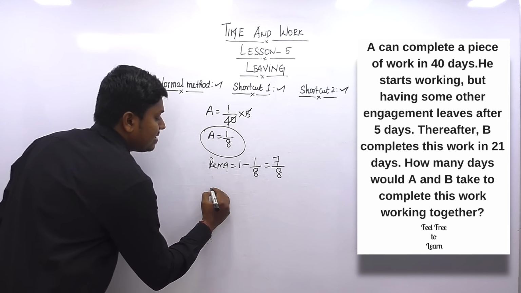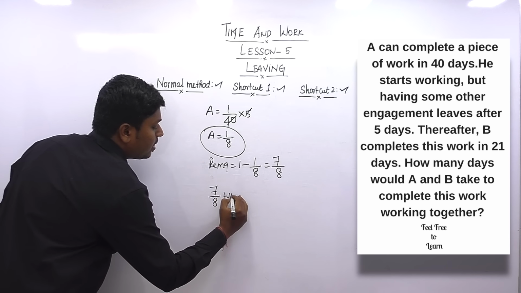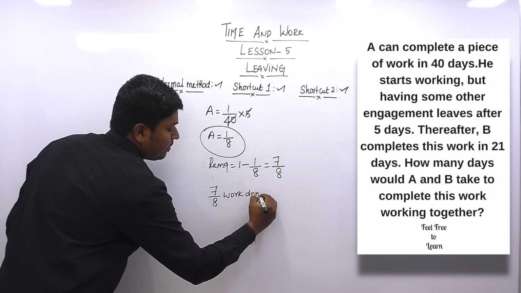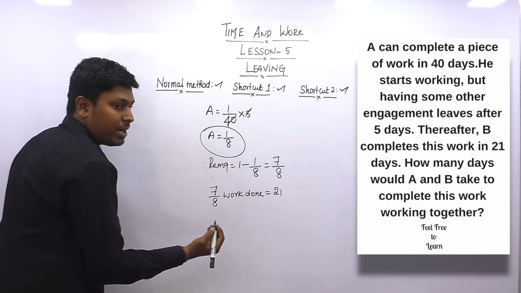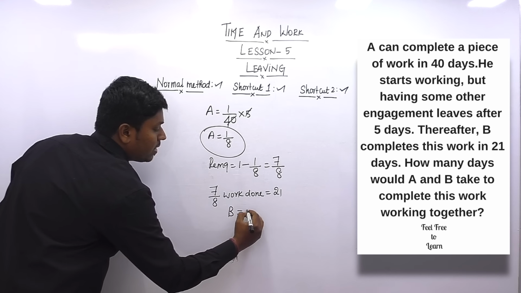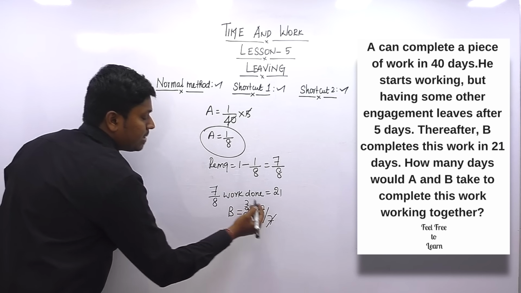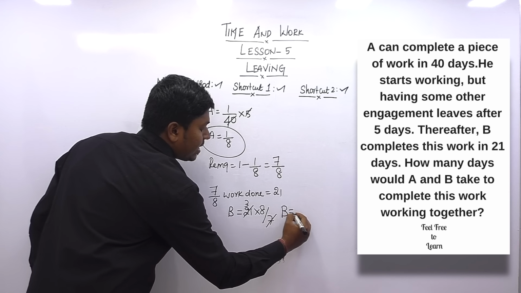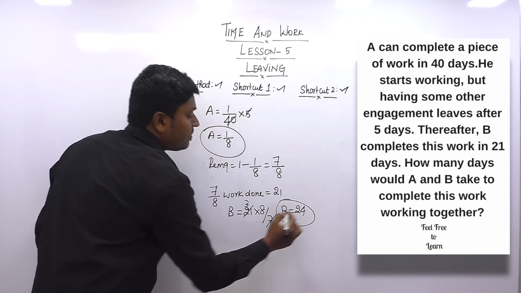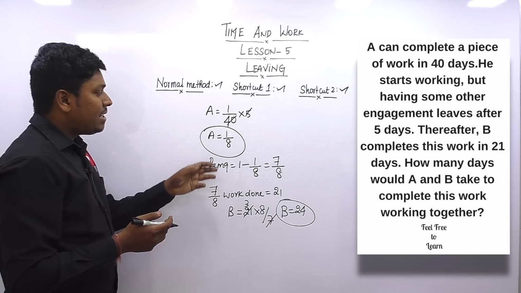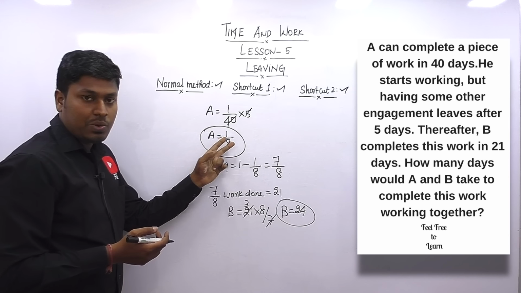21 days. So we can easily say that 7 by 8 work done, that is the remaining work, is done by B in how many days? 21 days. So we can say that B's full work will be 21 into 8 by 7. So when you cancel, this becomes 24. So finally we can say that B alone takes 24 days to complete a work. Similarly, A alone takes how many days? 40 days to complete a work.